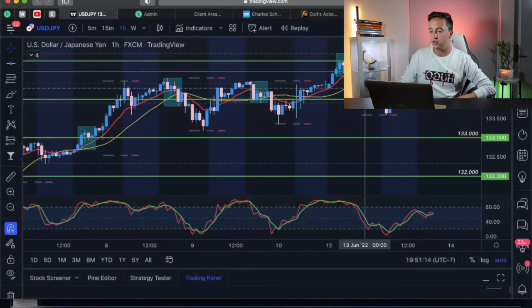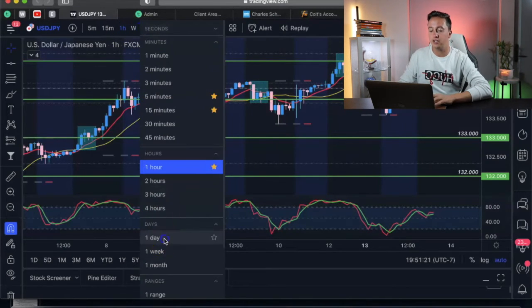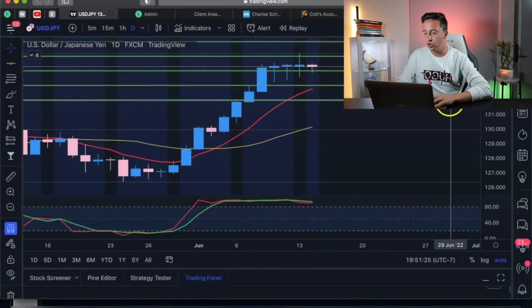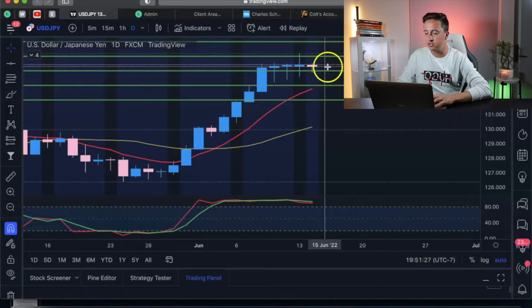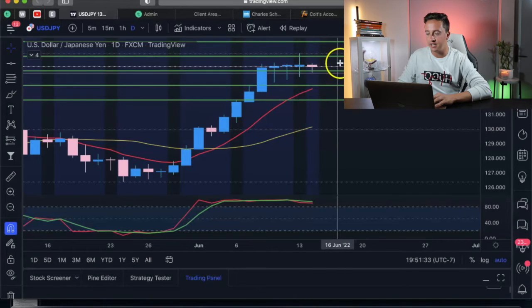So we can see the 135 is a pretty beefy level. What I would do if I were you guys is go to the daily time frame first and look at these levels. Look at how we had a very strong reaction 1, 2, 3 times to the 134 level. 3 times it hit it.